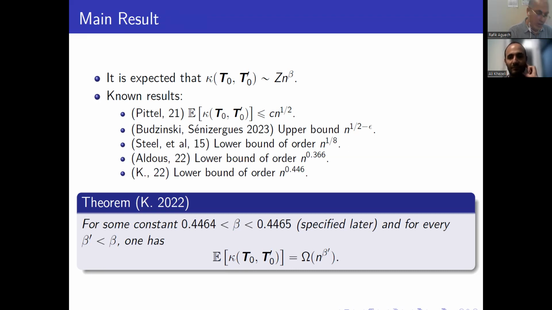And no results about the maximum of kappa, about the expected value of the maximum of kappa? There are no results. I think it will be hard. Kappa itself is the maximum of the size of a common subtree between T and T prime.